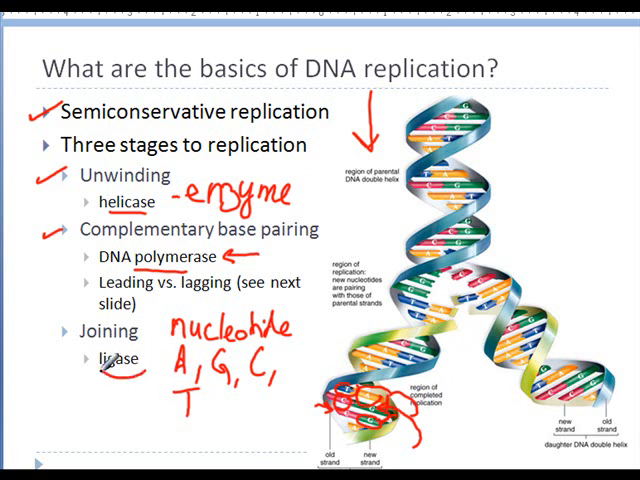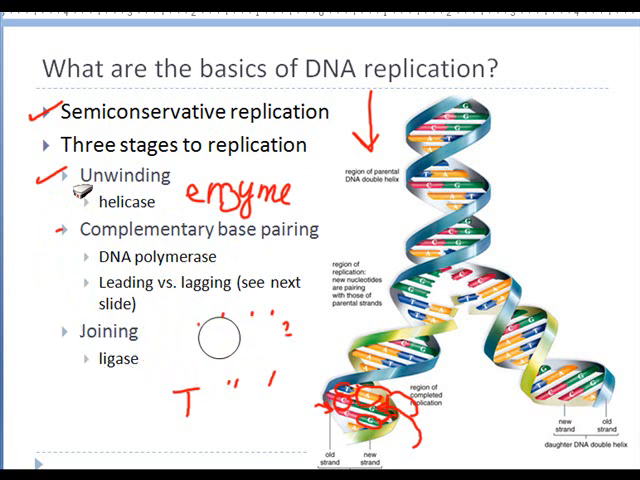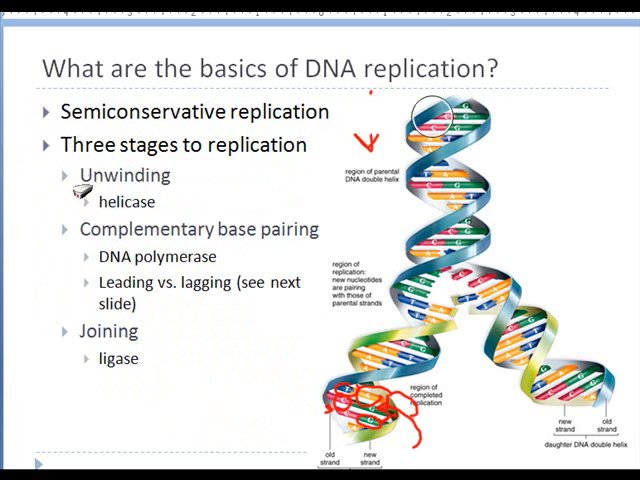The ligase is a third enzyme which helps in joining these nucleotides. So we have examples of three major enzymes that help in the process of DNA replication. Helicase is an enzyme that takes place during the unwinding process.